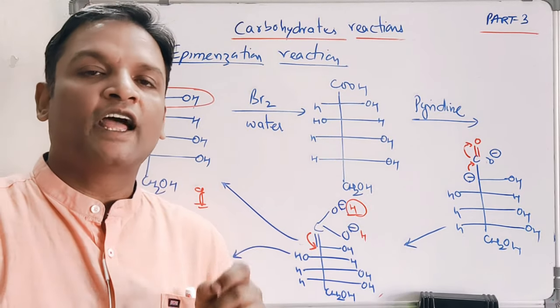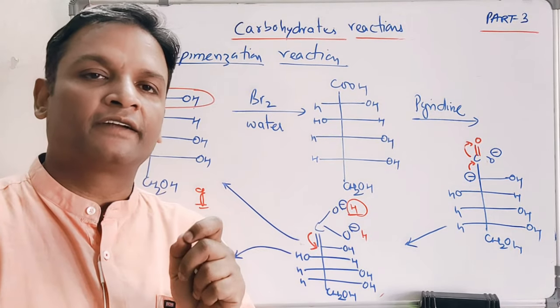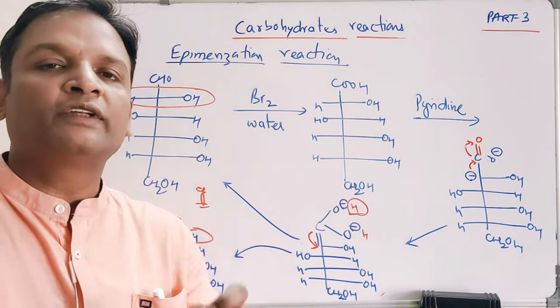I repeat again: epimers are those isomers which differ only at one chiral center, and the rest of the centers are the same. So glucose and mannose are epimers.